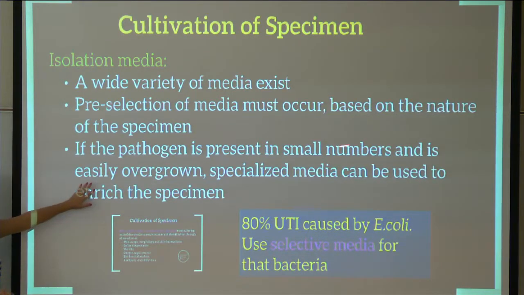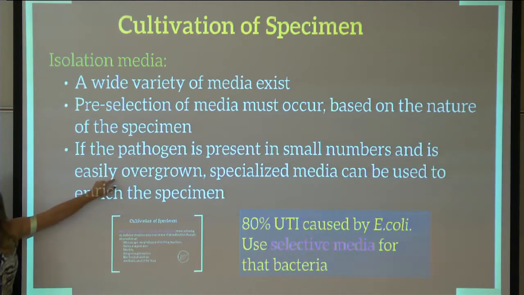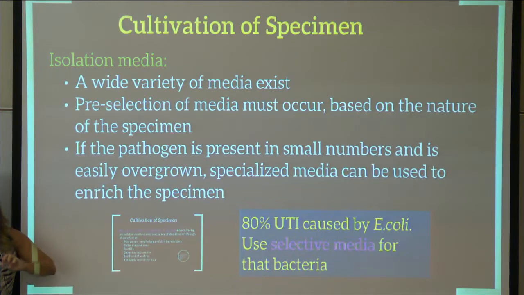Okay, so if the pathogen is present in small numbers and easily overgrown, this is actually what happened when we did lab 9. Remember, you guys made the mixed cultures. Which bacteria of the 3 was the gigantic bully? Serratia marcescens, that red bacteria. How much did you put into that tube? One drop. That is it. And it took over the entire plate. The one that didn't want to grow was the Micrococcus luteus, and we put in a ton of that bacteria. We put in like 3 mLs.